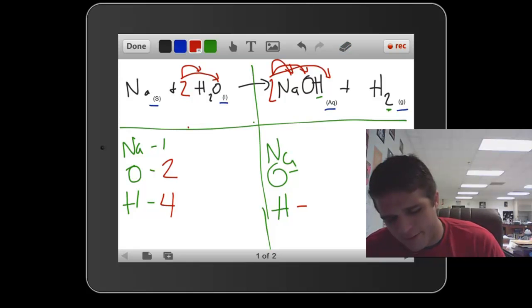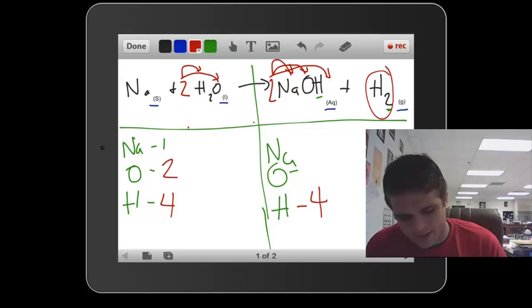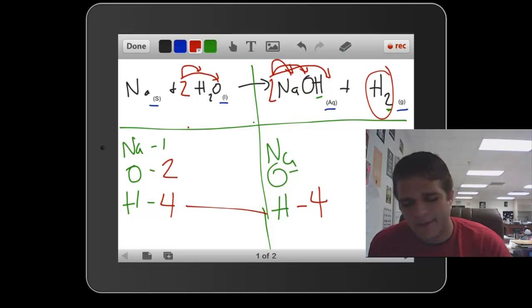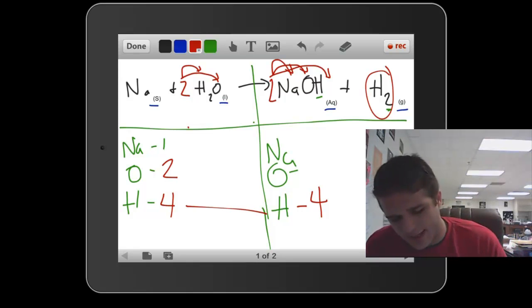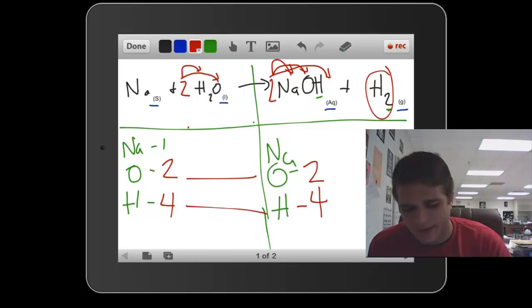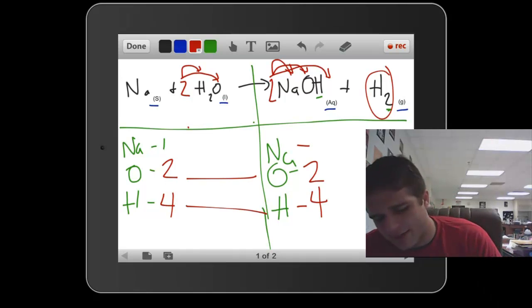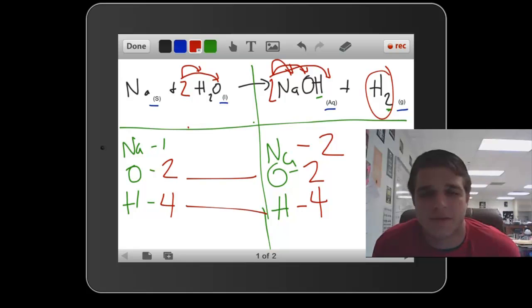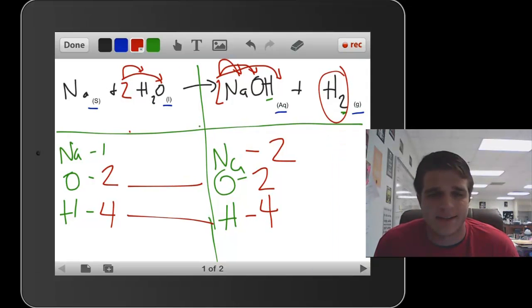Now we have 2 units of hydrogen plus the H2, which is over here, okay? When we add those together, that's 4, so our hydrogens are now balanced. Now we have 2 units of oxygen, once again, making our oxygens balanced. But now we've thrown a kink in everything where we now have 2 units of sodium, okay? So again, we're a little bit off balance here.